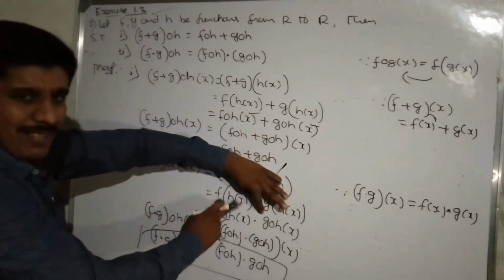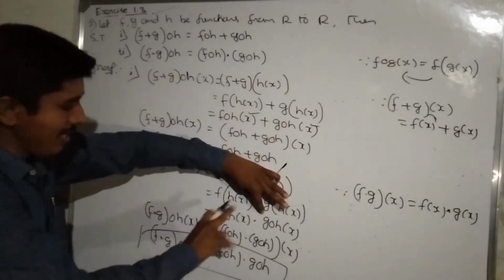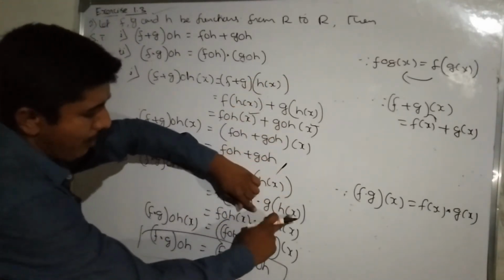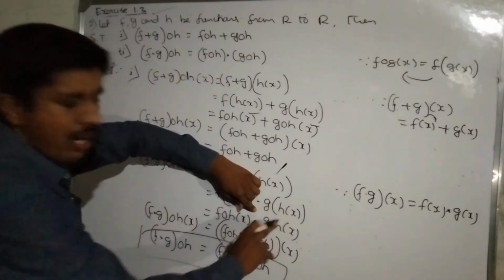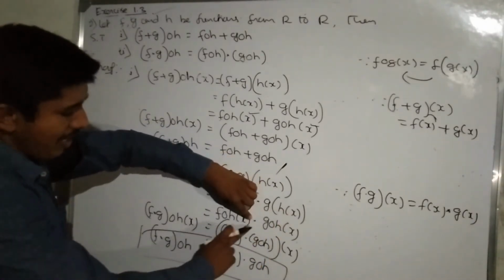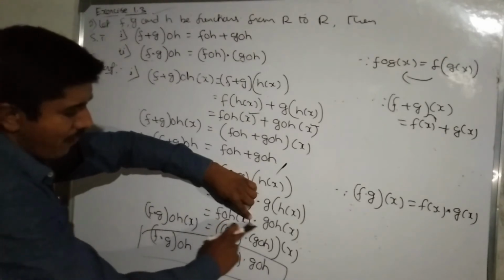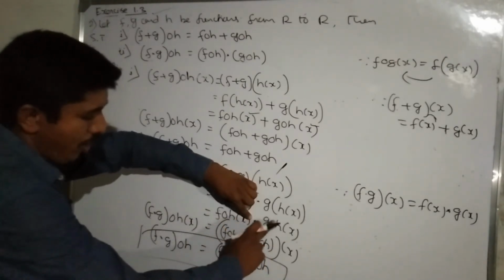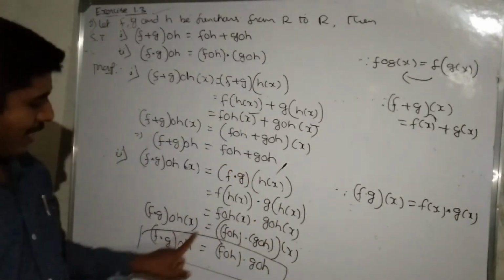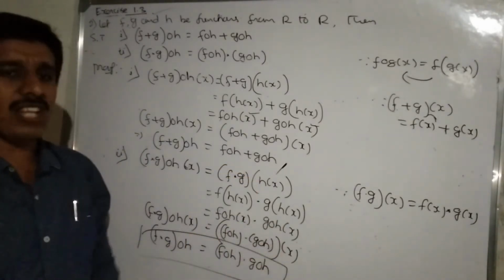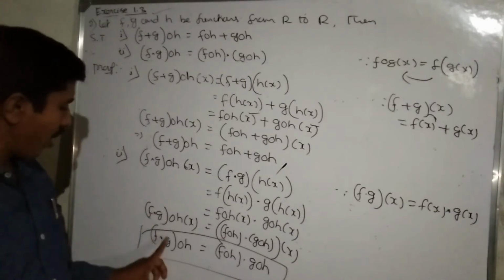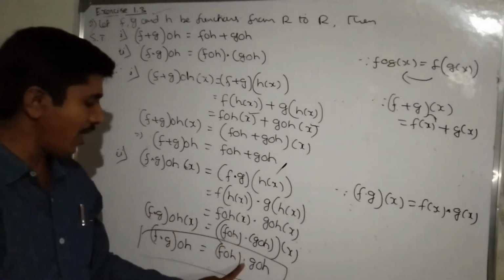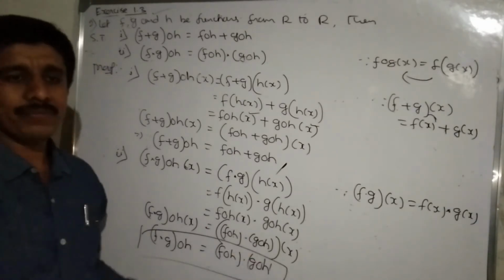Again, this can be written as composition function: f∘h of x, and g of h of x can be written as (g∘h) of x. Each is a function of x. Therefore, the whole product (f∘h)·(g∘h) is a function of x. Removing the domain element x on both sides, (f·g)∘h is equal to (f∘h)·(g∘h). Hence proved.